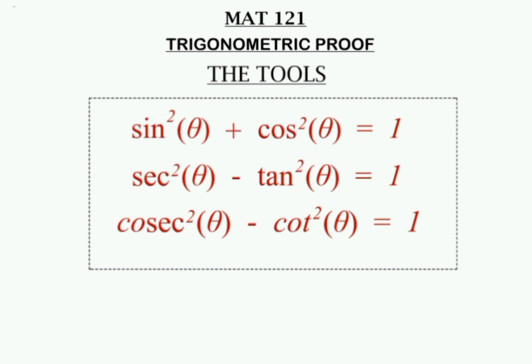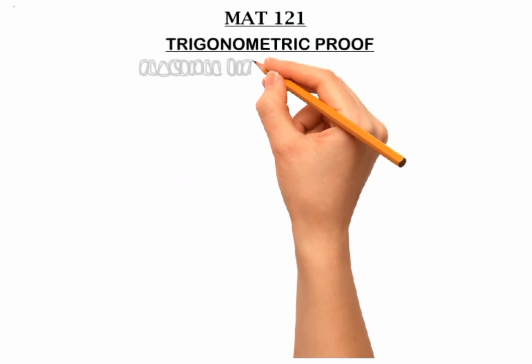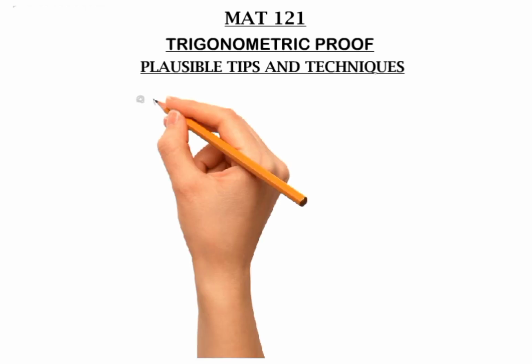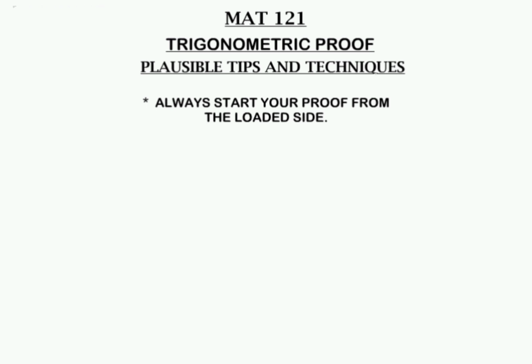Now, let us look at some plausible tricks, tips and techniques that you can always use to know where to start your proof, how to start your proof, what to aim at in the proof, and things to know before the proof. Number 1, always start your proof from the loaded side. It is advisable that you always start your proof from the side that has big terms. It is easier to simplify expressions than to build them up.